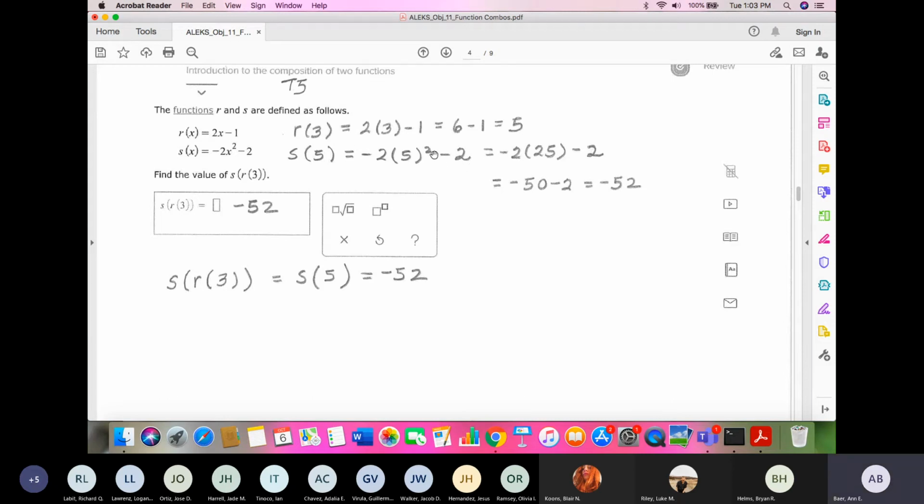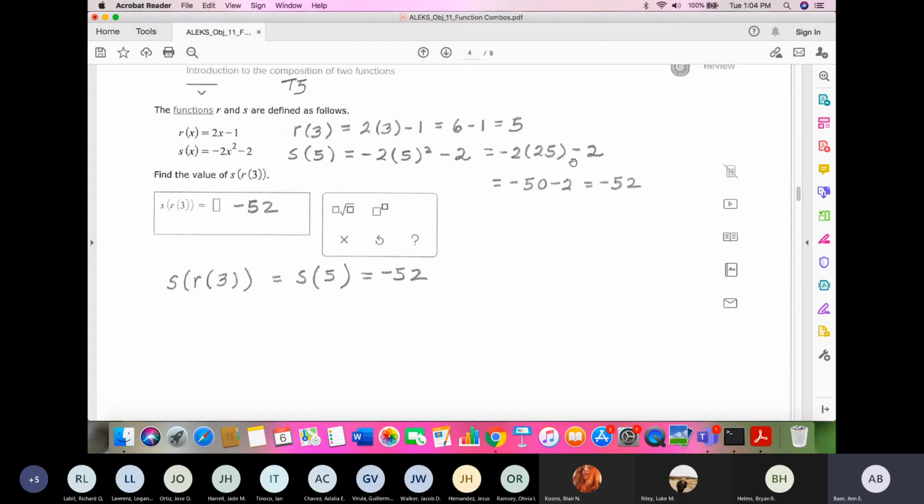PEMDAS tells us to work with parentheses first. There's just the 5 in parentheses. Can't really do anything with just a lonely 5. So the next is exponents. This exponent of 2 tells us we want 2 of these 5s multiplied together. An exponent tells us how many of the base, which is 5, to multiply together. Exponents are a mathematician's way of indicating repeated multiplication. So we want 2 of these 5s multiplied together. That would be 5 times 5, which is 25, minus this 2.